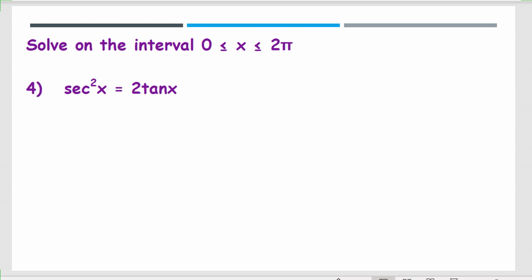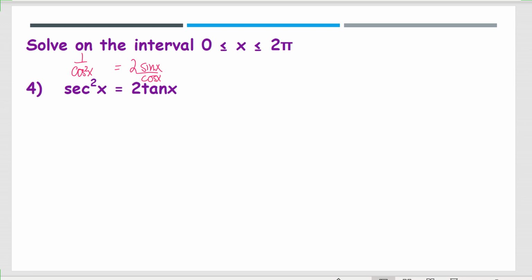Okay, moving along. Number 4, secant squared of x minus 2 tangent of x. Okay, we have a couple of choices, so let's look at what we have before we make a final decision. I know that secant is 1 over cosine, so secant squared would be 1 over cosine squared. And tangent is sine over cosine, so that would be 2 multiplied by sine and then divided by cosine. Okay, so we can kind of make those have the same denominator to begin with. We could try to do that and see what kind of solutions we get.